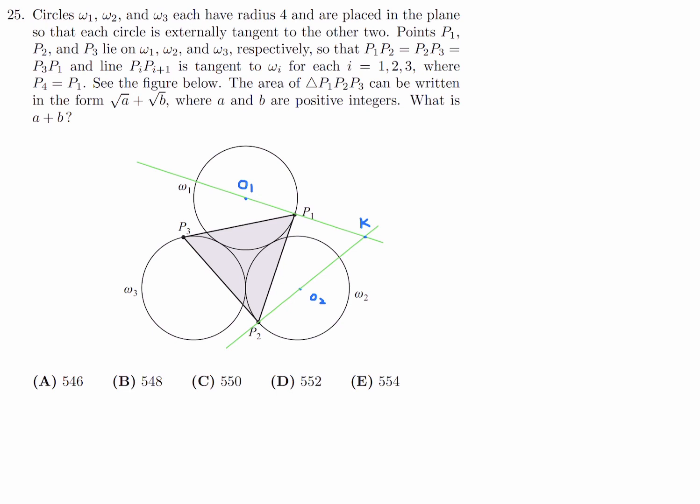Okay, so now they had told me that this line right here is tangent to the circle. So that means that this angle is 90 degrees. And if that angle is 90 degrees, then this angle is 90 degrees. And this triangle is equilateral. That's pretty much what that means. All the sides are the same. So that means this angle is 60 degrees.